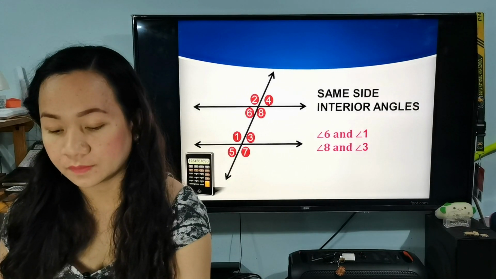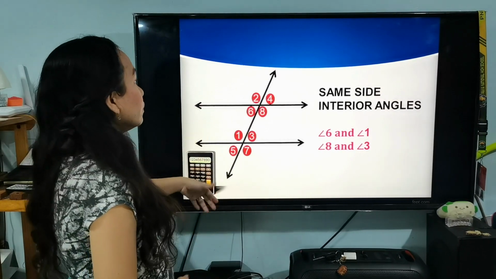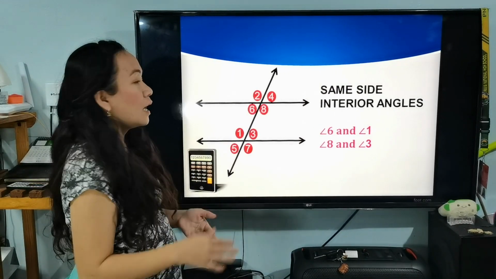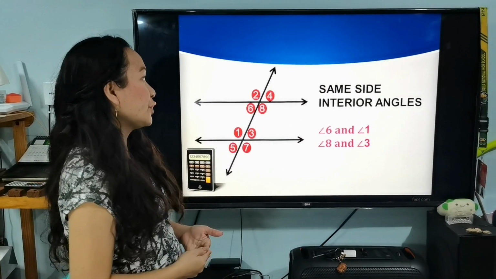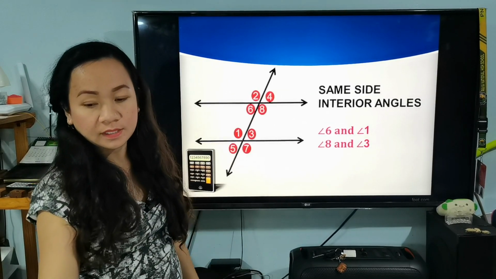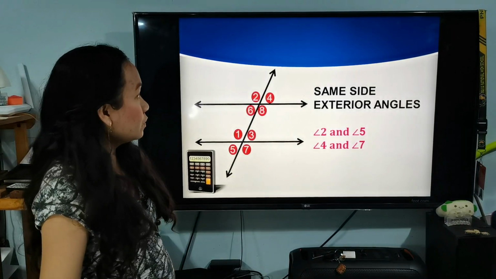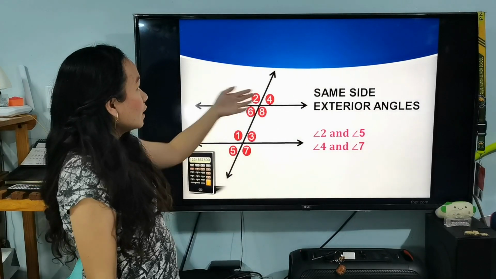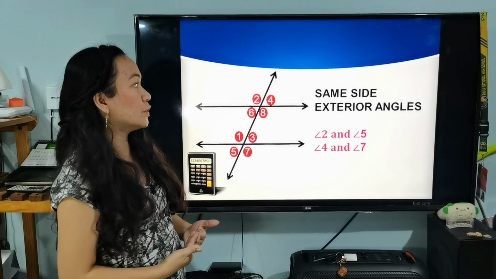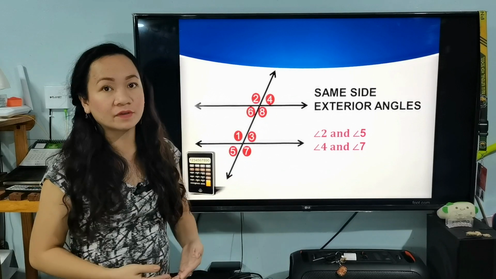Next, same side interior angles. Based on the figure we have here, angle 6 and angle 1. Another pair of same side interior angles is angle 8 and angle 3. Next, same side exterior angles. Again, we have angle 2 and angle 5. Another pair of same side exterior angles is angle 4 and angle 7.